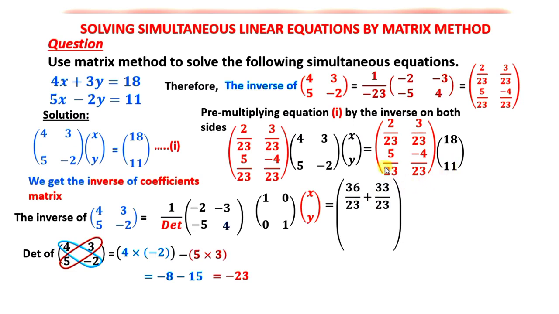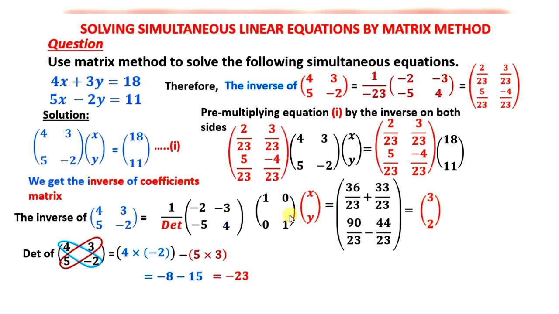And then the same thing applies to the second row. 5 over 23 multiplies 18 to get 90 over 23. And then negative 4 over 23 multiplies 11 to get negative 44 over 23. And thus we have 90 over 23 minus 44 over 23 when we add. This matrix here simplifies as 3, 2.